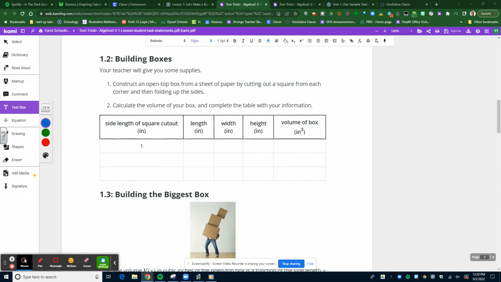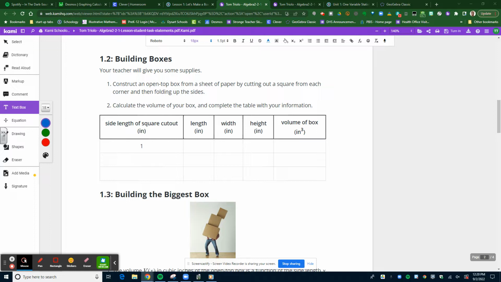Construct an open top box from a sheet of paper in front of you. I gave you 2, because we're going to do this 3 times, so maybe use 1 two times and then the other one for the 3rd time. You're going to calculate the volume of your box and complete the table with your information.